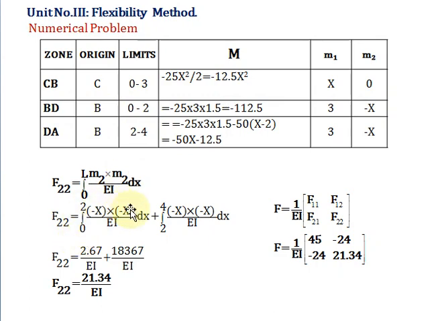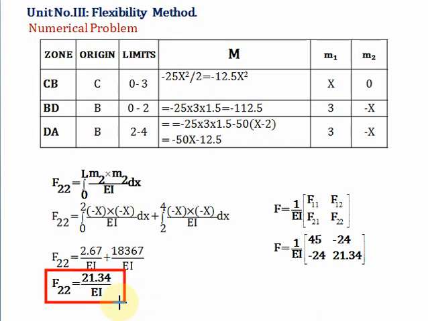So 0 to 2, minus x into minus x upon EI into dx. Now for the zone DA, the value is minus x, and the limit is 2 to 4. So the limit of integration is 2 to 4, minus x into minus x upon EI, and after solving this we'll get the value of f22 as 21.34 upon EI.